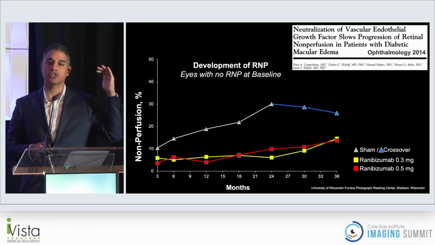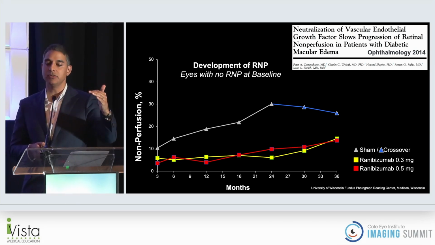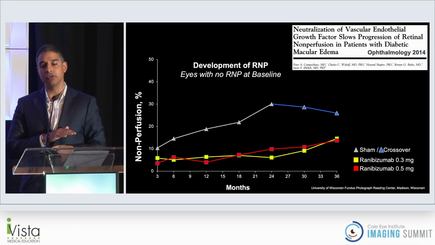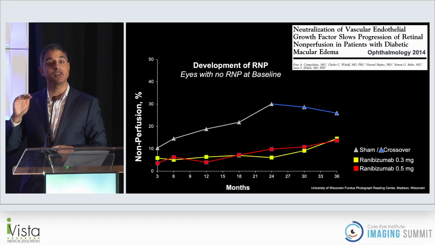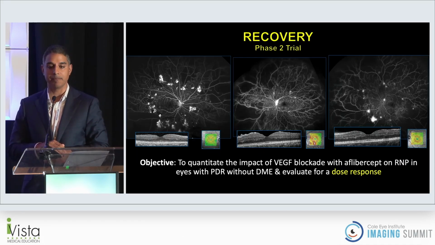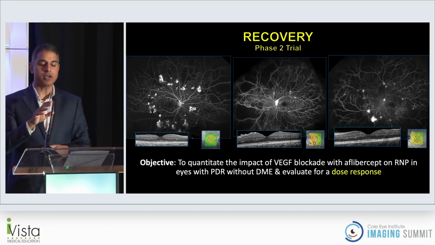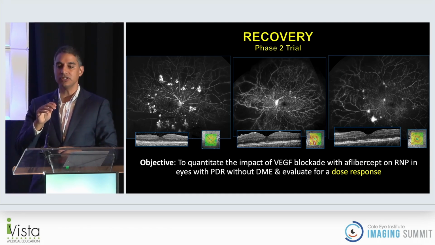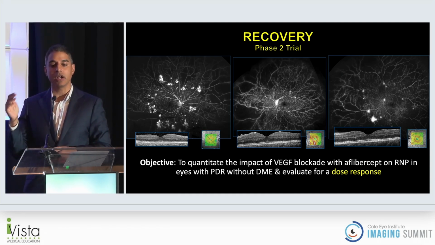So remember, these patients are getting monthly injections of 2 different doses of ranibizumab, and what we can see, the rate of non-perfusion remains relatively low over time relative to the sham group. And when you cross over those patients, there does appear to be a slowing of the rate of non-perfusion. So this led to the question, is this potentially dose dependent in what was called the recovery study?